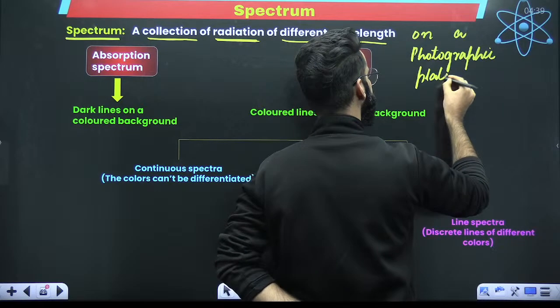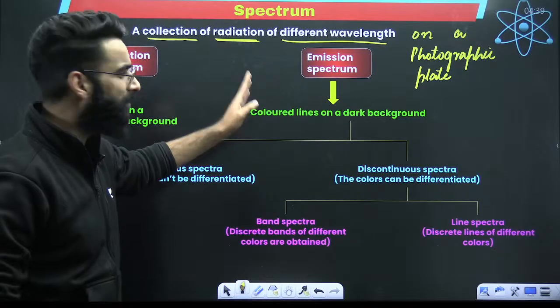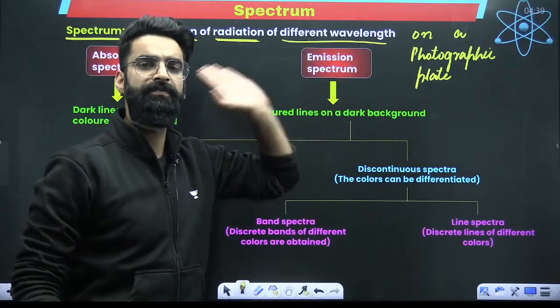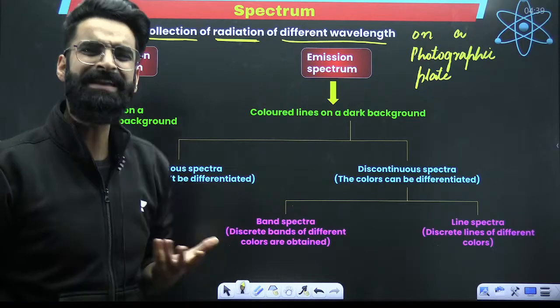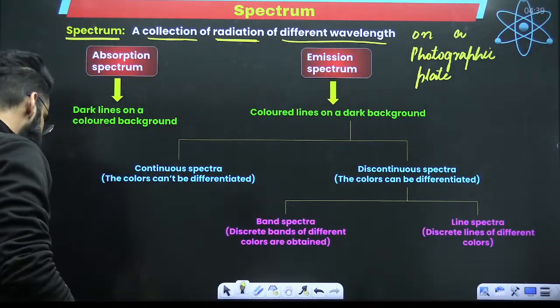The collection of radiations of different wavelengths on a photographic plate. What is meant by it? How can we understand this particular term? Let's have a look, people.